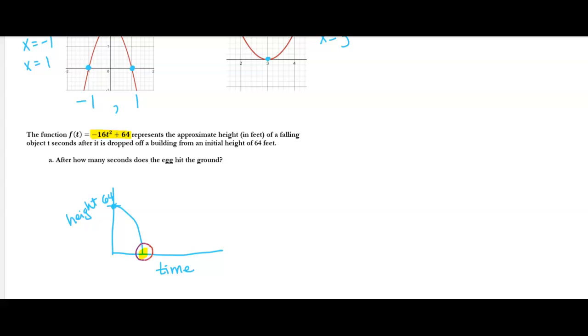Okay? So if you notice, I'm trying to find out when my height is 0. So what I can do is I can plug in 0 for height, because f of t is just height. So 0 equals negative 16t squared plus 64. And now I solve this problem. So I'm going to minus 64 on both sides.